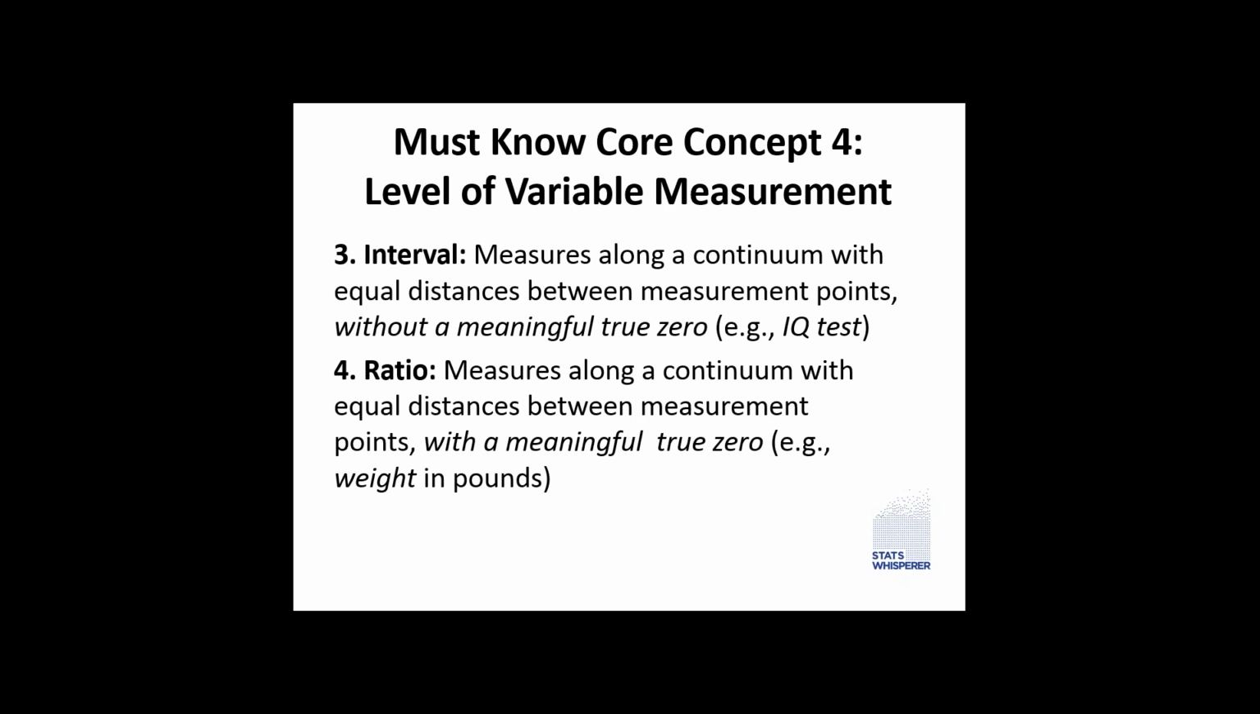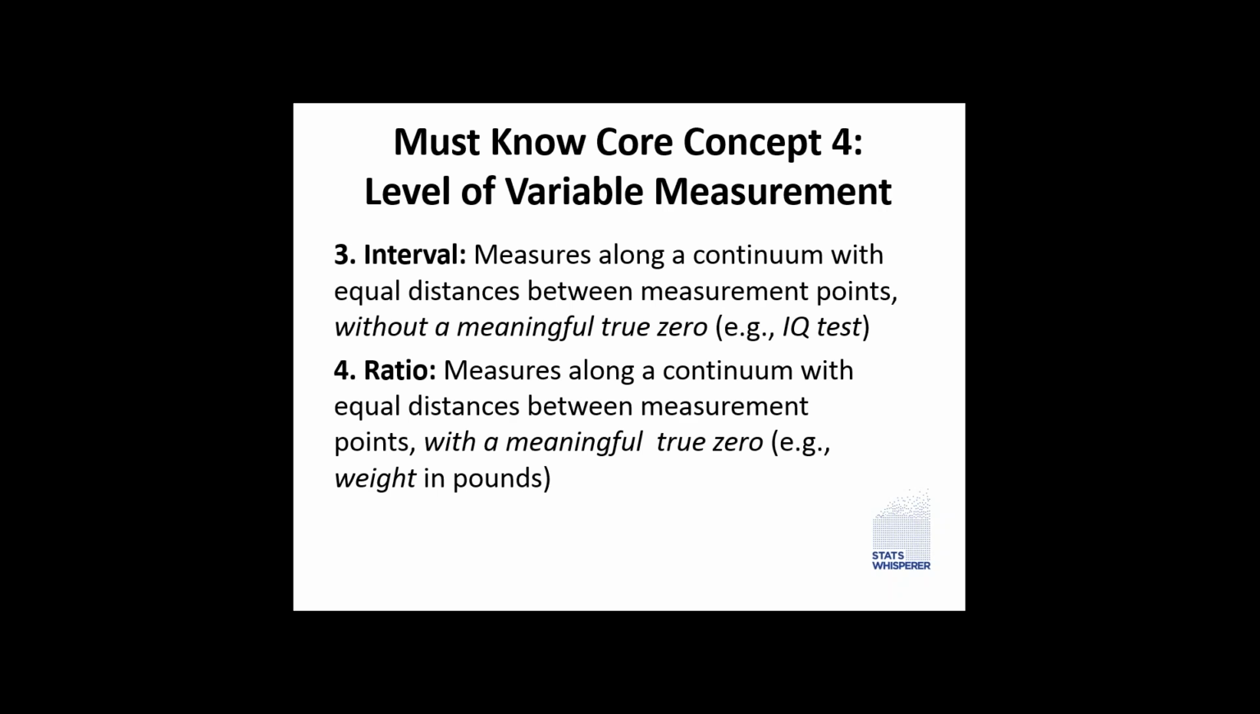Now, interval. Here, as the scores go up and down, they show a greater or lesser presence of something, like in our depression example, 1 to 5. As it goes to 1, there's less depression. As it goes to 5, there's more depression. So it goes up and down. It's the greater and lesser presence of something. The scores are measured along a continuum.